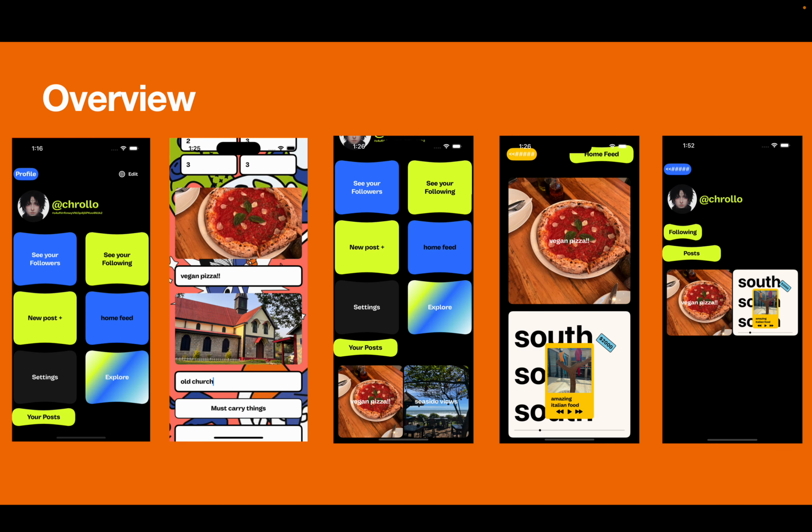This would be the UI of the app that we would be building. It would include several screens. These are a few of the screens that I've shown in the screenshot.